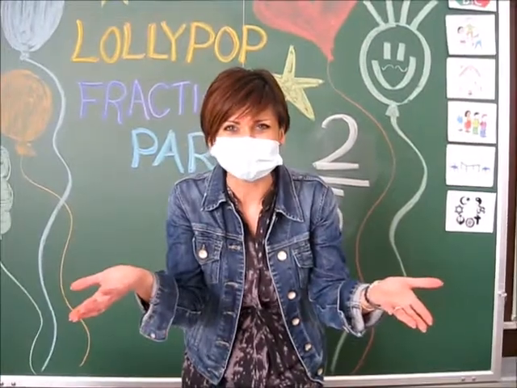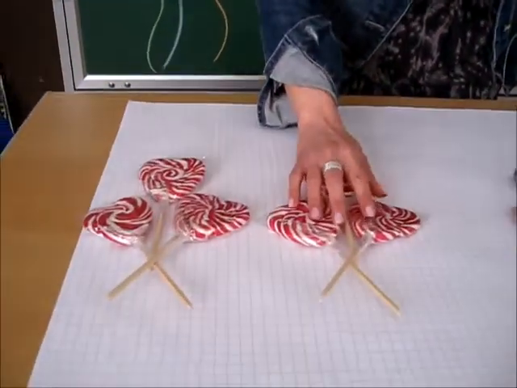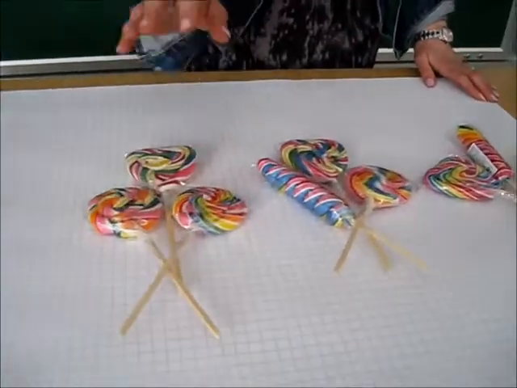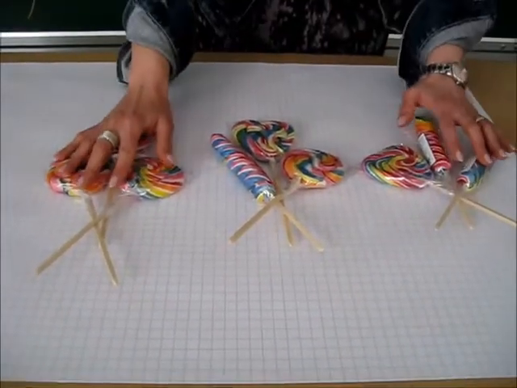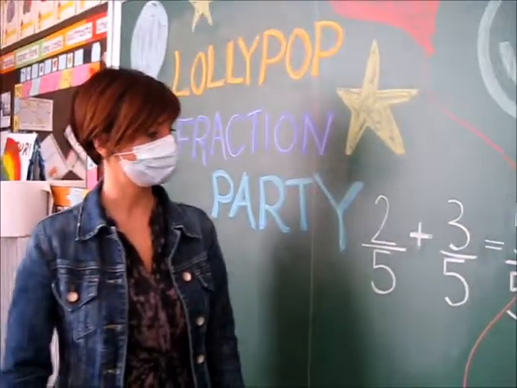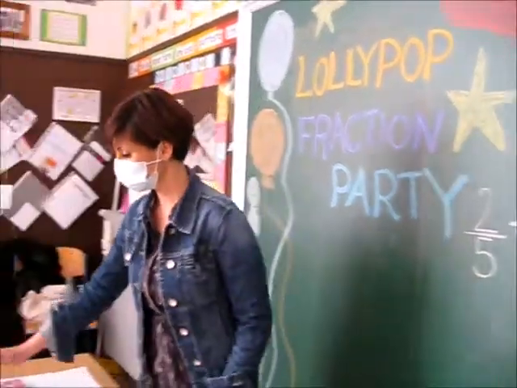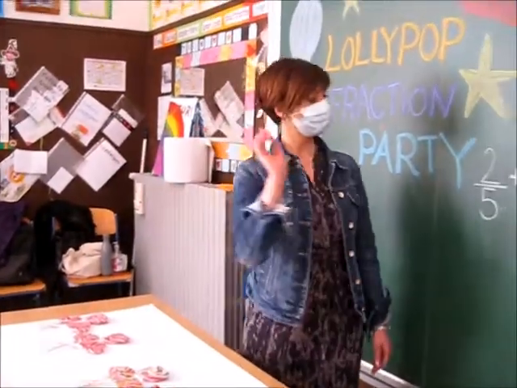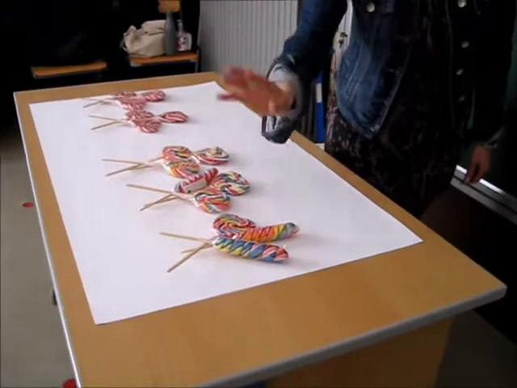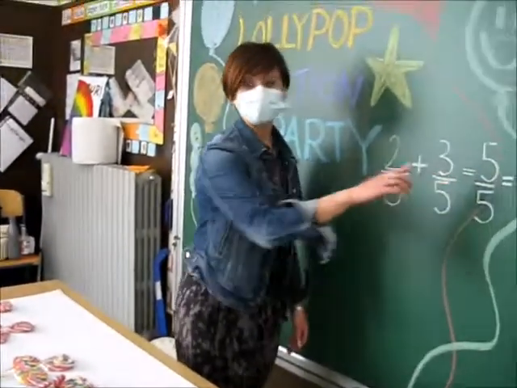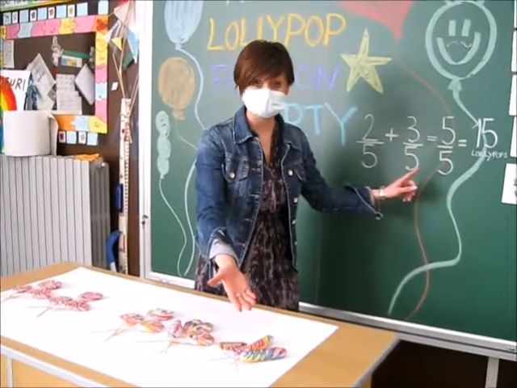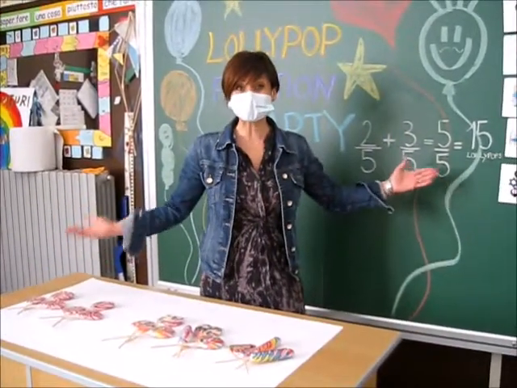But what is the fraction? 2/5 are bicolor lollipops. 1/5, 2/5, 3/5 are multicolored lollipops. 2/5 plus 3/5 equal 5/5. 5/5 equal all my 15 lollipops.